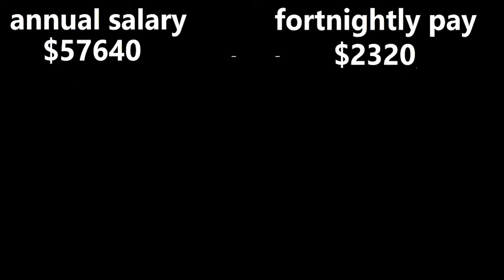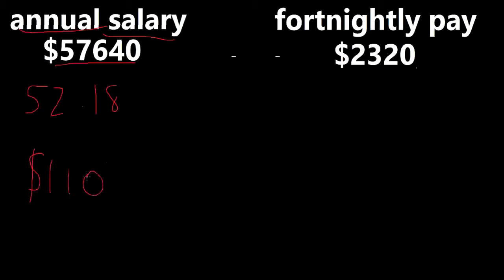So because the first job is an annual salary, a salary means that we're getting paid for 52.18 weeks of work. So to get this into its weekly form, we have to divide our 57,640 by 52.18. If you put that in your calculator, you're going to get $1,104. And remember, we want to round our cents to 2 decimal places, and 64 cents.